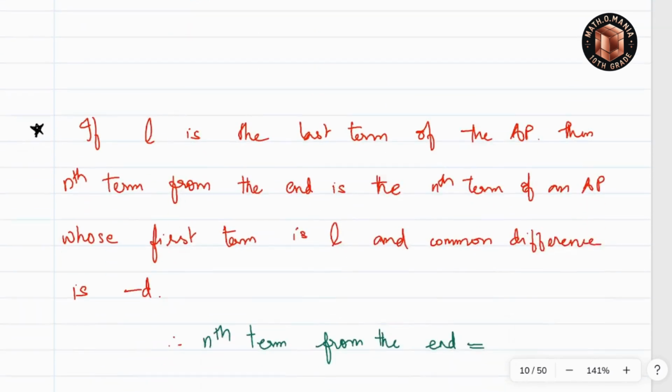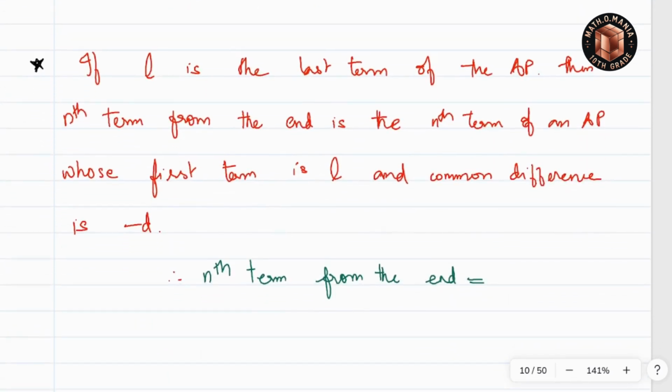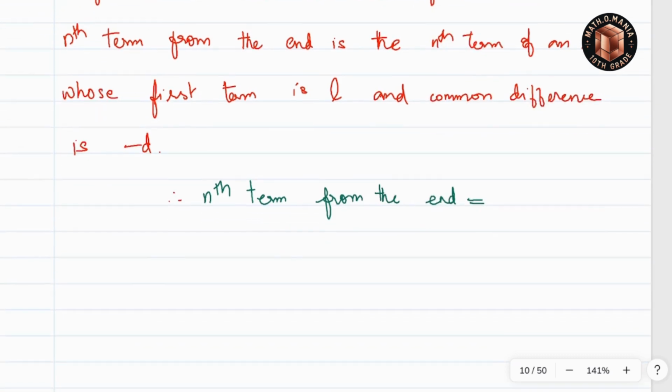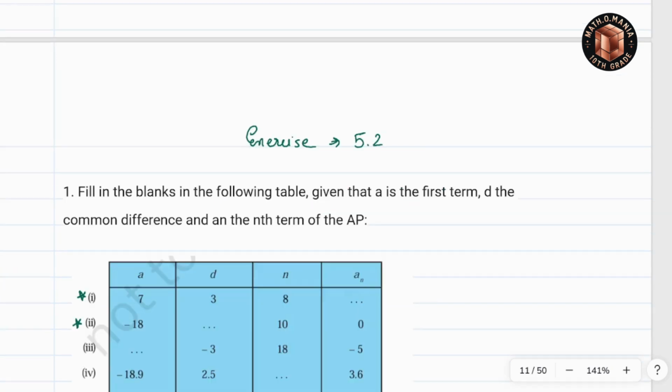Clear? Now, if L is the last term of an AP, then the nth term from the end is the nth term of an AP whose first term is L and common difference is minus D. If you want to find the nth term from the end, the equation is L minus (n minus 1) into D. Clear? In this way, we can find the nth term of an AP from the end.